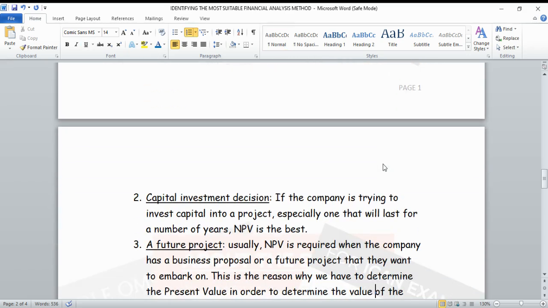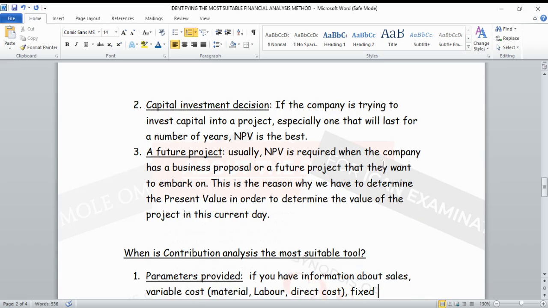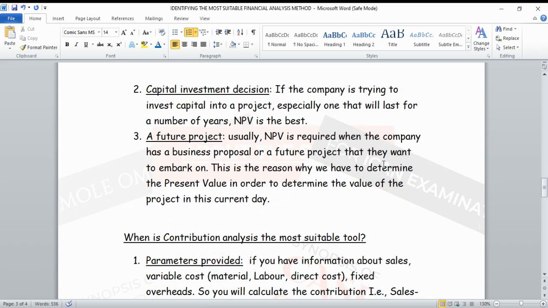And in addition, a capital investment project. Net present value is usually used to assess capital investment projects. So when you have projects that will last for a number of years, you're having investment costs, annual cash flows, the number of years the project will last, and you're having discount rates. And usually, net present value is used for a future project.